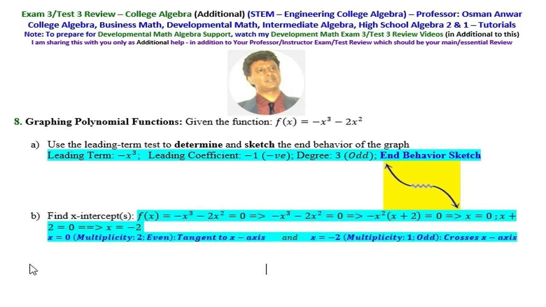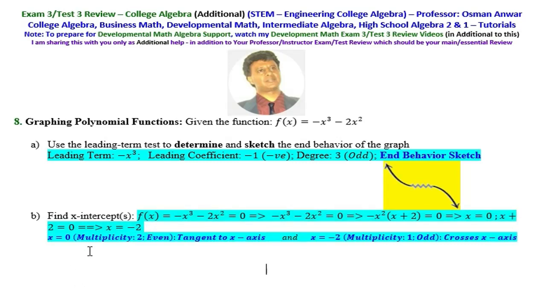B. Find the x-intercept. The x-intercept is found by setting f of x equal to 0, which is minus x cubed minus 2x squared equals 0. Factor out minus x squared, then that is minus x squared times x plus 2 equals 0. That means either x equals 0 or x plus 2 equals 0, that is x equals minus 2.